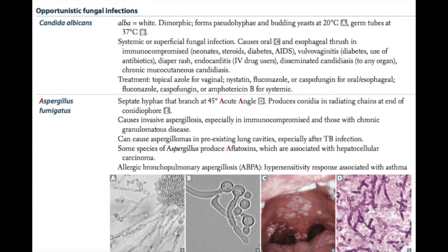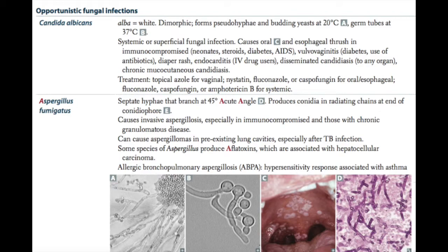Moving on to some of the opportunistic fungal infections, we'll start with Candida albicans. Remember, alba is white, so when you see something that's white, start thinking about Candida albicans, and we'll get to that. Systemic or superficial fungal infection. It's a yeast with pseudohyphae in culture at 20 degrees. It's a germ tube formation at 37 degrees, which is what we use to diagnose.